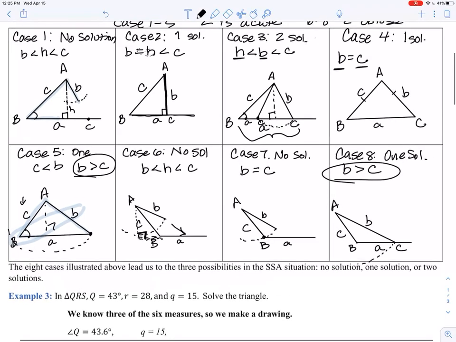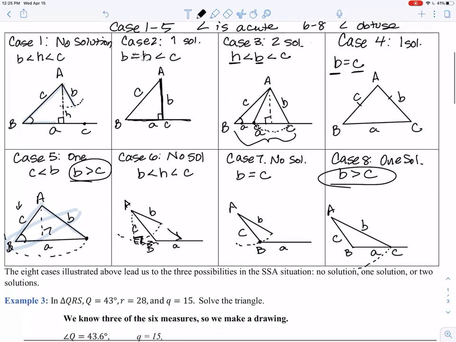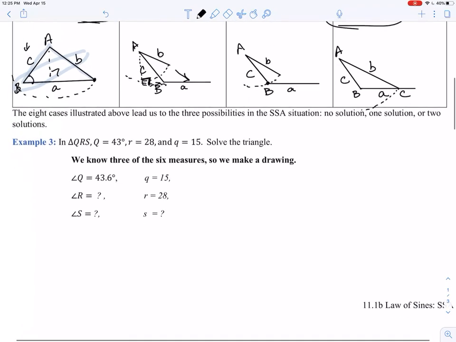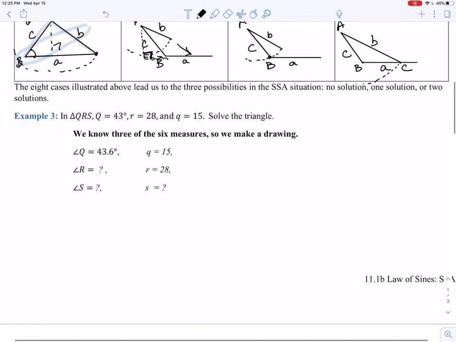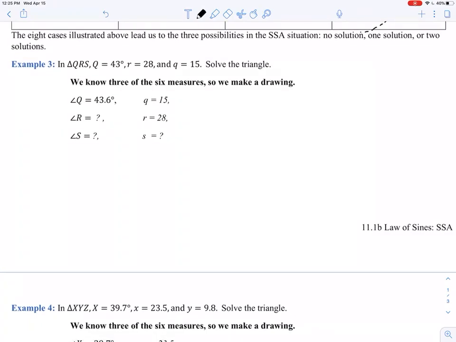All right, I made a couple of videos and put them up on Canvas. If you want to learn how to draw these pictures to determine whether you have 0, 1, or 2 solutions, you can watch those videos. Today what I'm going to do is just show you how to do this mathematically. So these are the 8 cases illustrated that lead us to 3 possibilities in the side-side-angle situation.